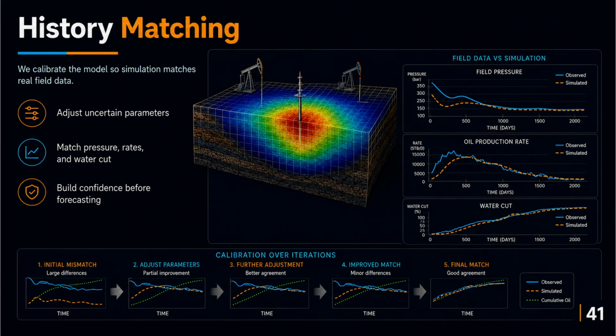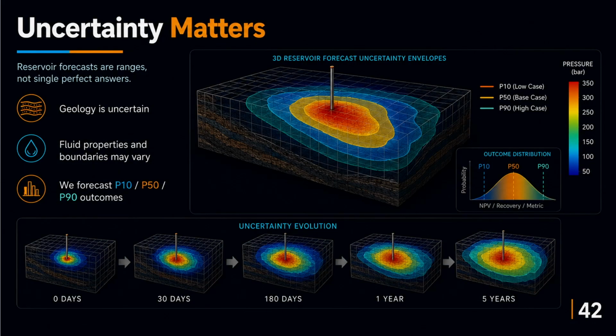Now that we understand history matching, let us move to why uncertainty matters. This slide emphasizes why uncertainty matters even after we have a calibrated model. The reservoir is never known perfectly. There may be many models that match the historical data but forecast different futures.